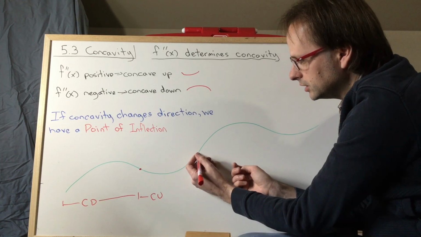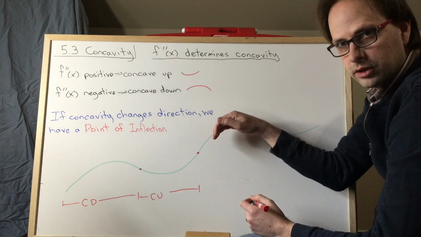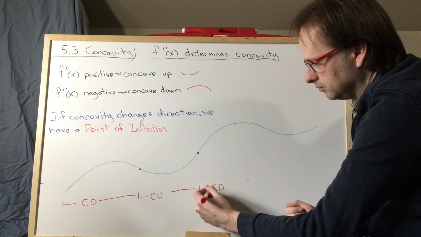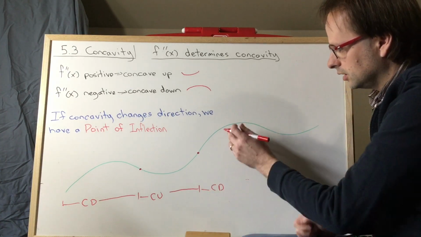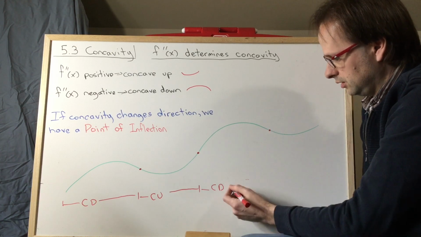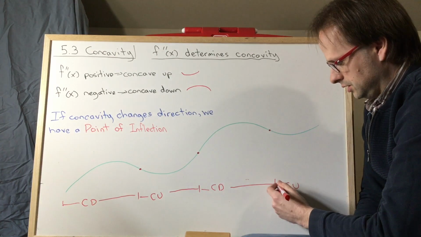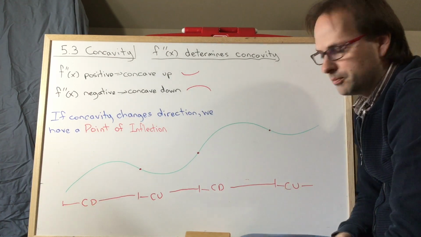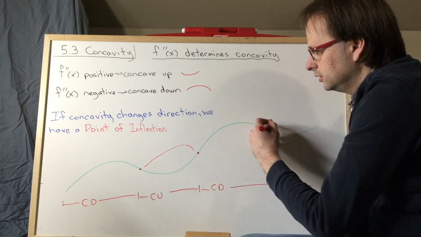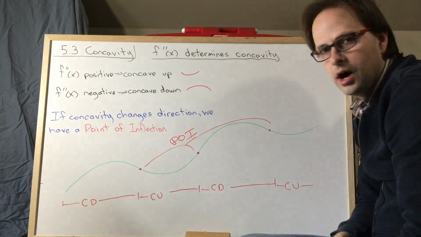And I think concavity changes probably around here. Now it's looking like a spoon facing down again. So it goes to concave down. Concave down, concave down, concave down. Maybe changing somewhere around here. So we'd have concave down up to here, and then concave up thereafter. All of these points that we marked here, this one and this one and this one, they're all points of inflection.